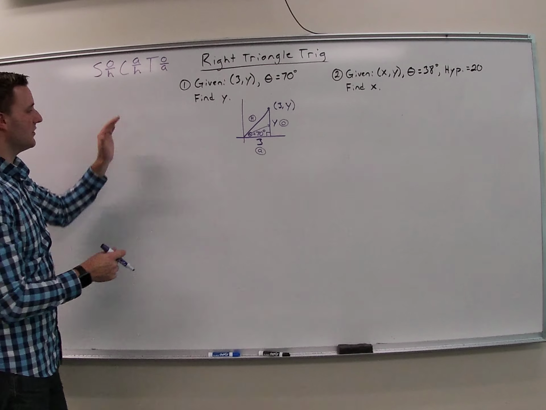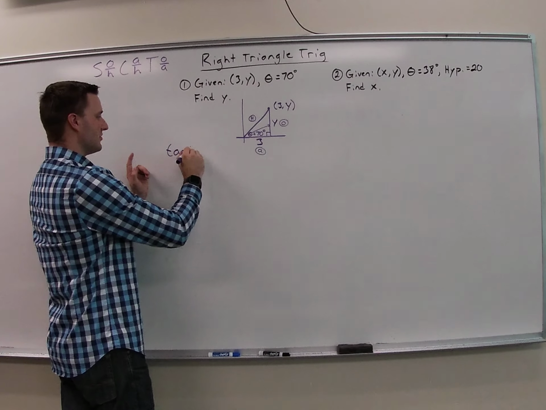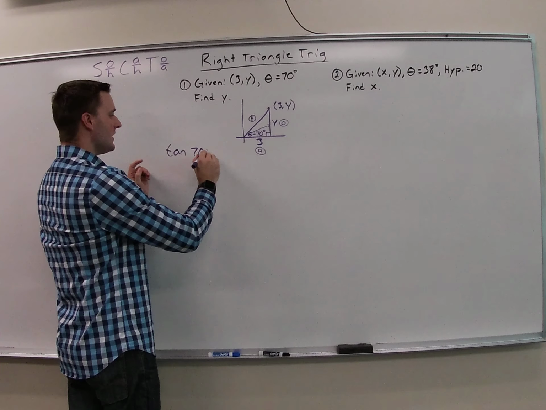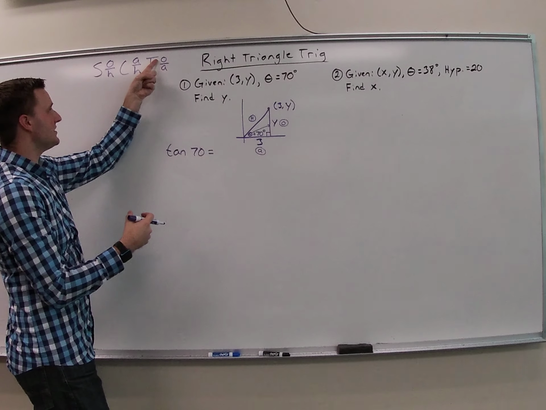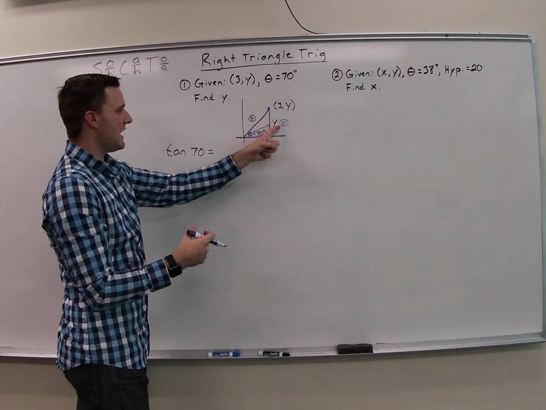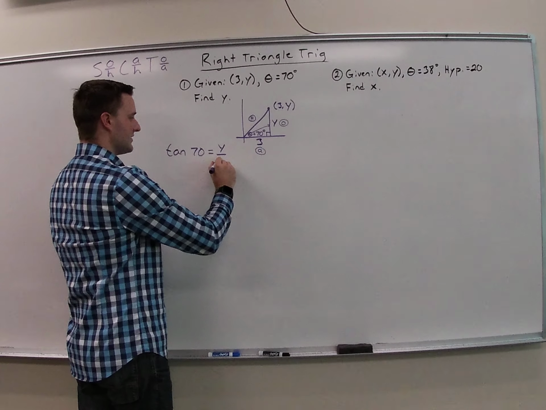And so in my calculator, I'm going to say, okay, I have the tangent of 70 degrees equals what fraction? Well, it equals opposite over adjacent. So it equals opposite, which represents y, over the adjacent, which represents 3.